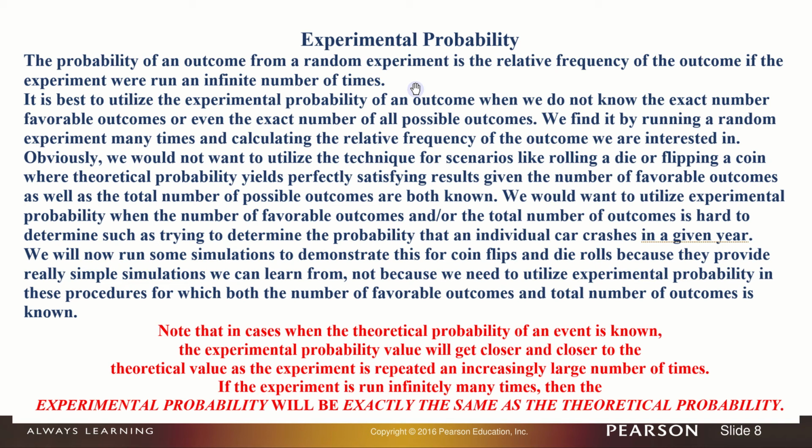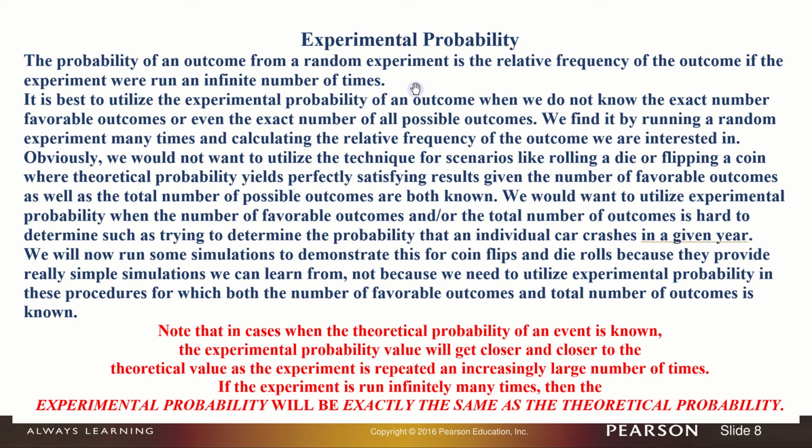So basically, you control the situation. You run the experiment many times and then just keep a tally of how many times you get the favorable outcome. Then you turn that into a relative frequency by dividing the number of times that the favorable outcome showed up by the total number of times that you ran the experiment, and you'll end up with the experimental probability of an event. Again, of course, you would only want to do this when you don't have those exact values for the favorable outcomes and the total number of outcomes.